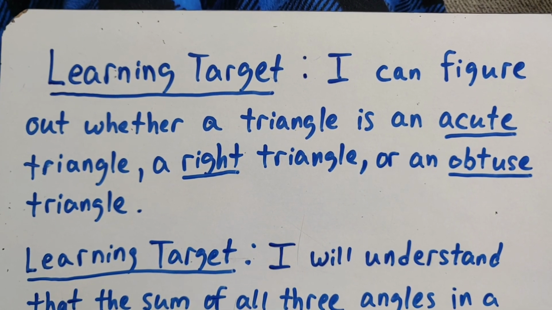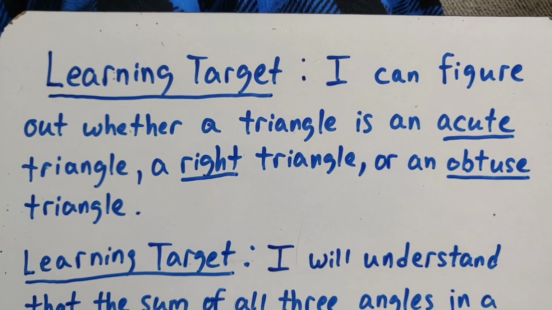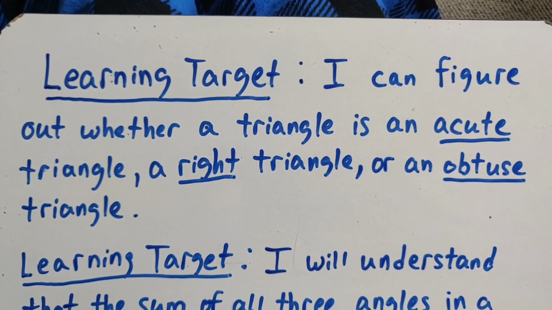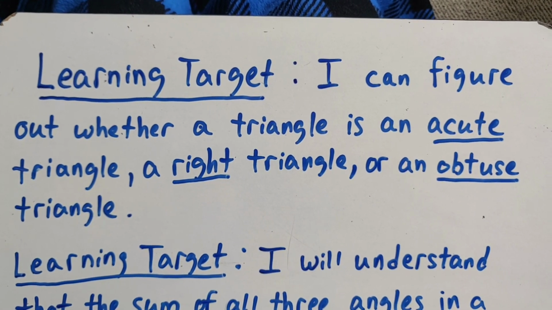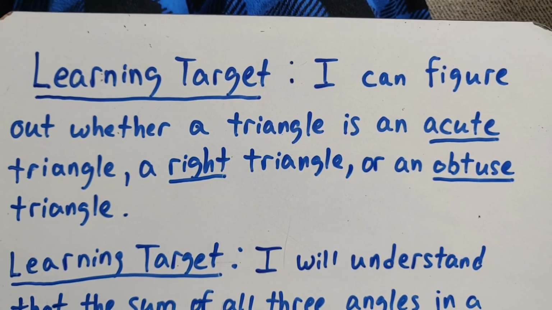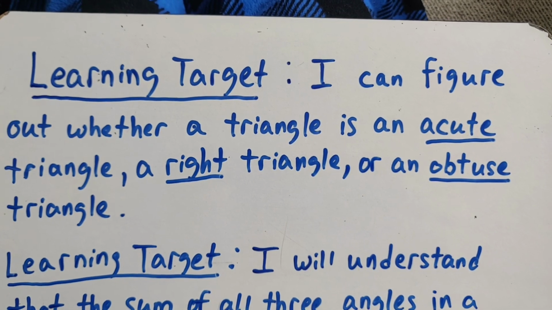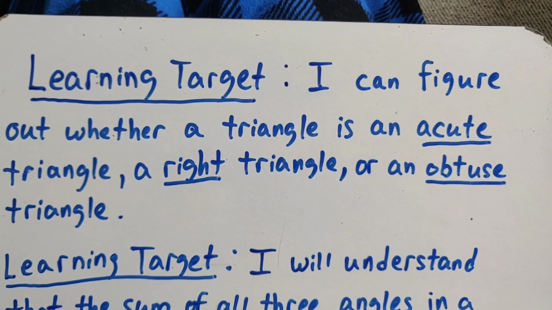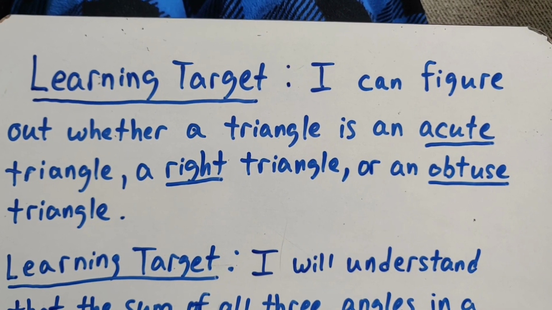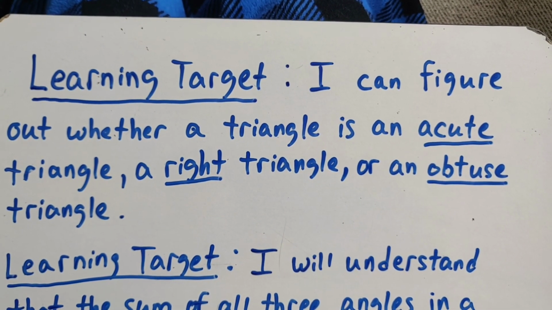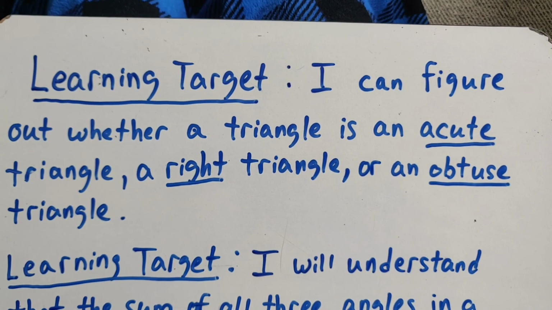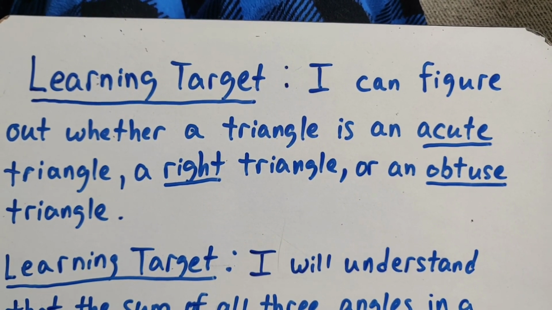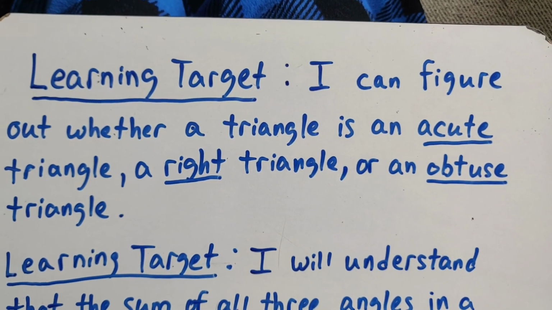So now you should understand what our first learning target was. I can figure out whether a triangle is an acute triangle, a right triangle, or an obtuse triangle. Again, an acute triangle is one with three acute angles. A right triangle is one with one right angle, and an obtuse triangle is one with one obtuse angle.